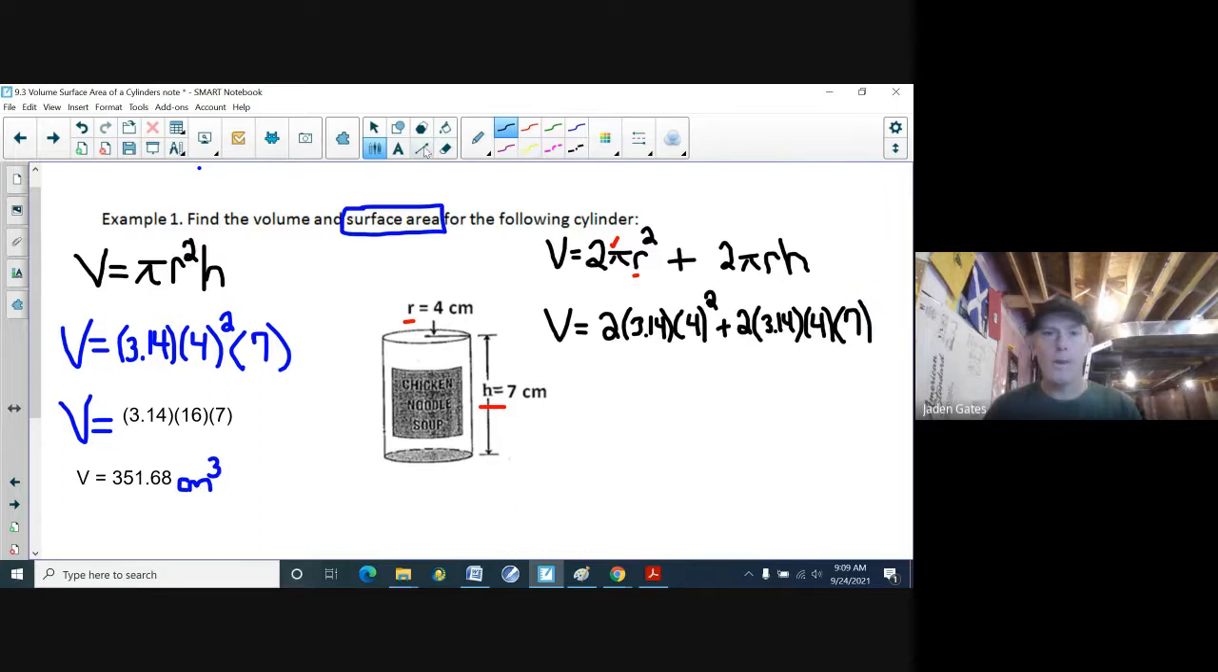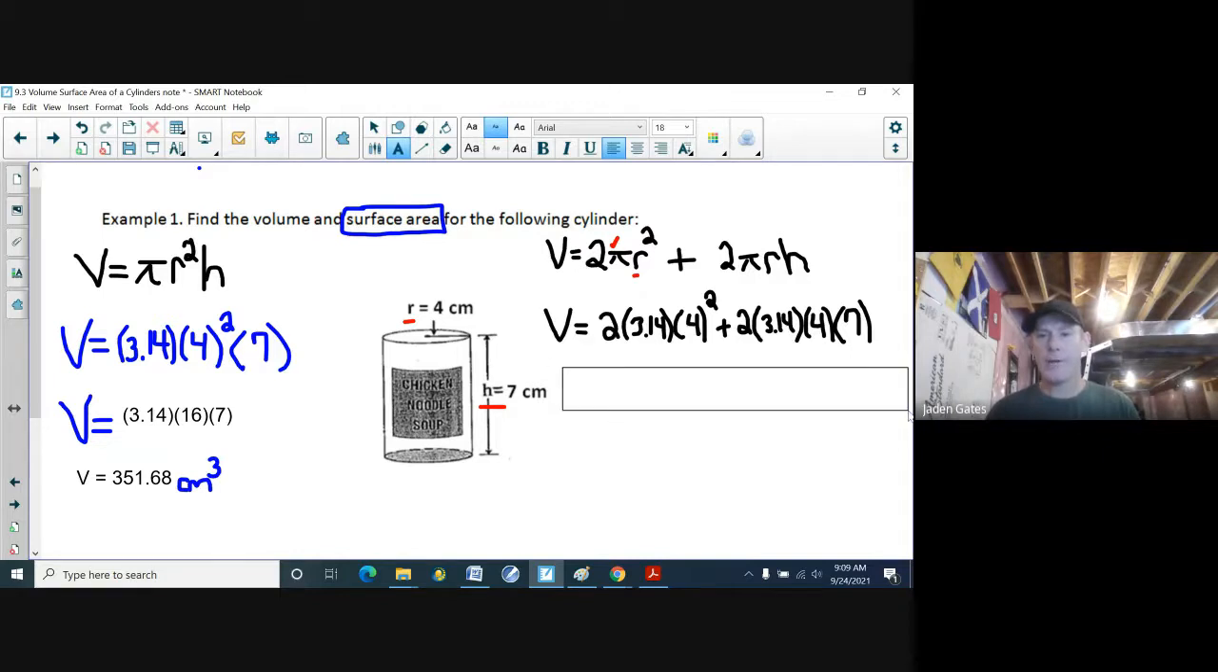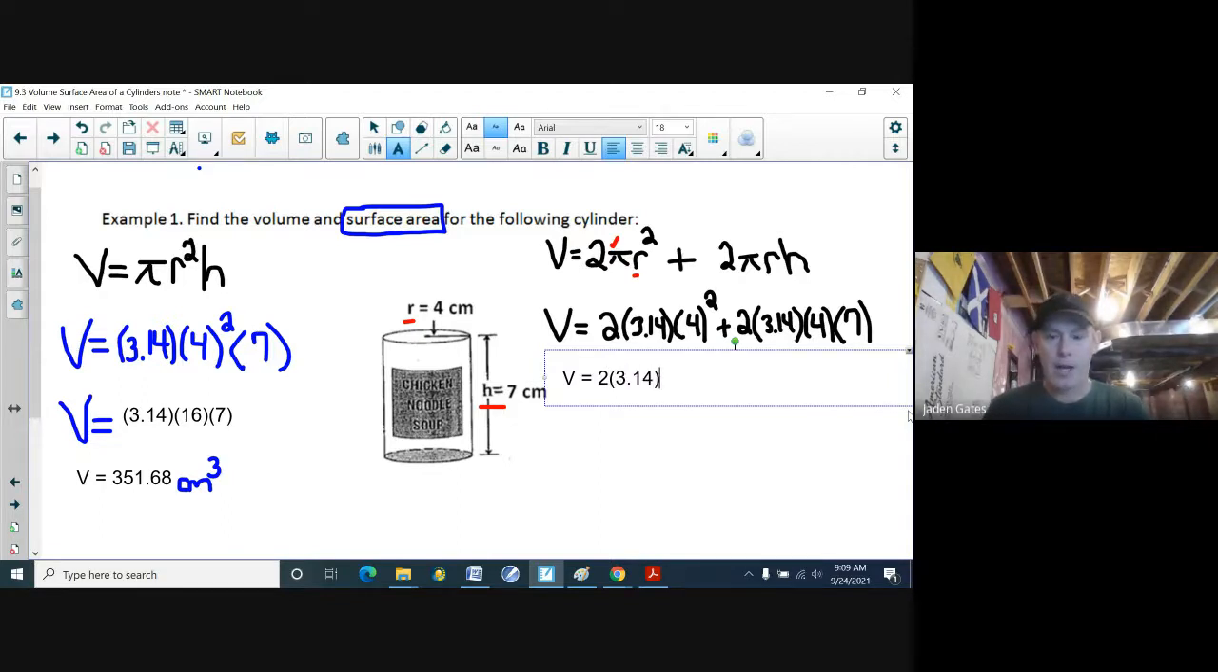All right, so now it's the calculating part. And as I said, BEDMAS. So here we go. Brackets. Well, we got brackets, but nothing's going on inside them. But I do have an exponent, so I got to do that. So let's see here. I go 2 times 3.14, and 4 squared. We already did that one, right? 4 times 4 is 16. All right, plus, now we got the second part. I got to write all that out. 2 times 3.14 times 4 times 7. Okay, we did the exponent.